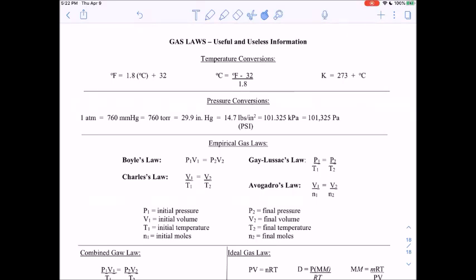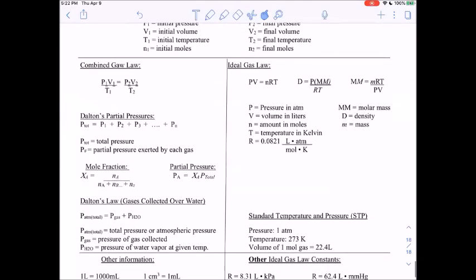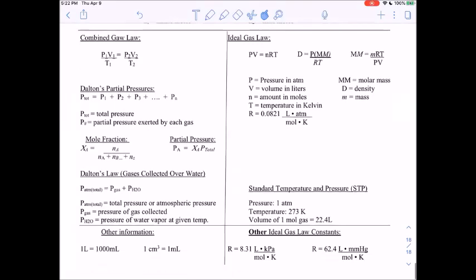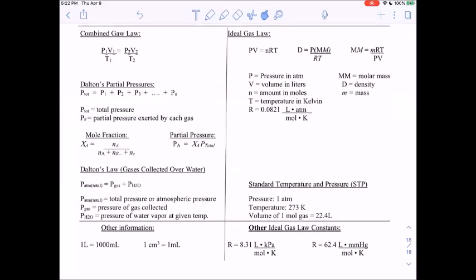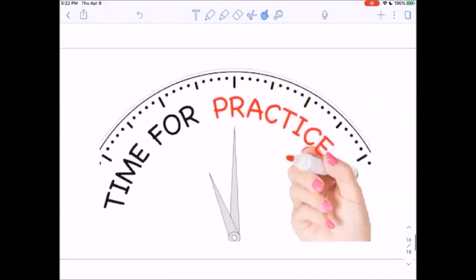So it has all of our temperature conversions here, our pressure conversions, your empirical gas laws, everything that we just talked about this week. So the combined gas law and Dalton's partial pressures are on the left here. On the right is stuff we'll get into next week. And then a little bit more information down at the bottom, just general constants and things like that that we'll get into. So go ahead and start your practice.